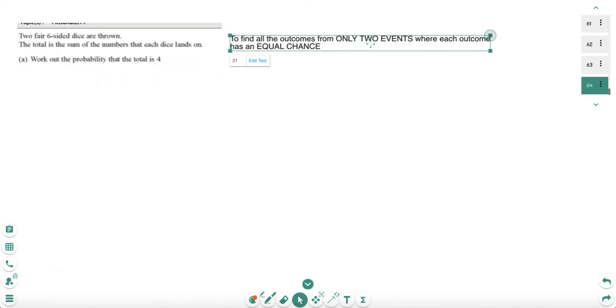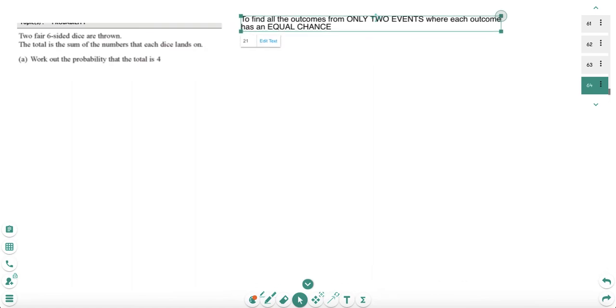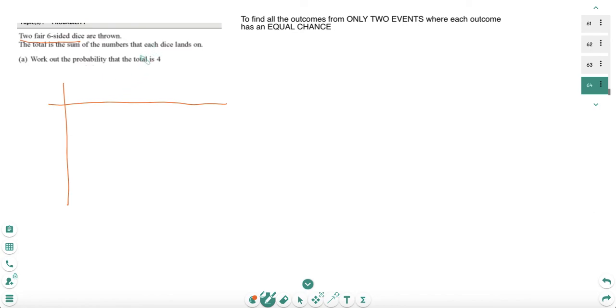Find all the outcomes from only 2 events where each outcome has an equal chance. Well, in this case, there are 2 events. I'm throwing 2 dice. And when you throw a dice, the probability of scoring each number is exactly the same. You're just as likely to score a 1 as you are to score a 6. So let's draw a sample space diagram to see all the different possibilities when you roll 2 dice.